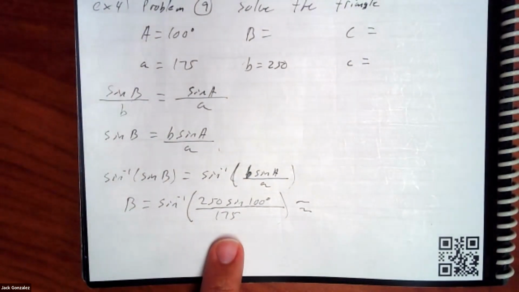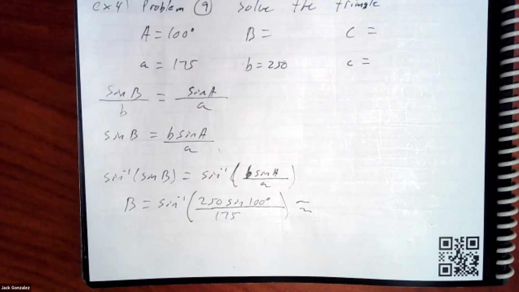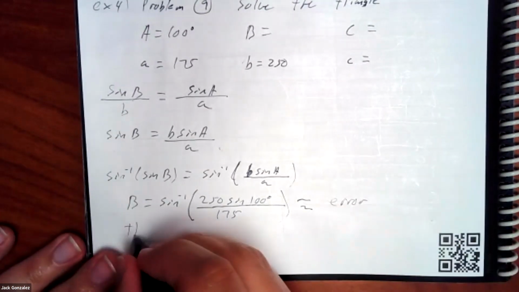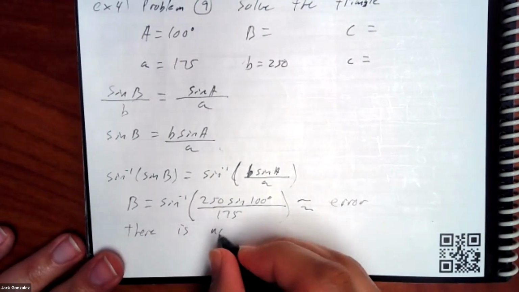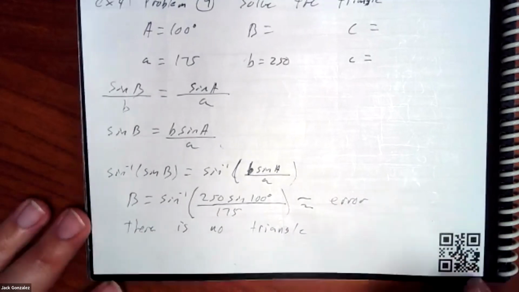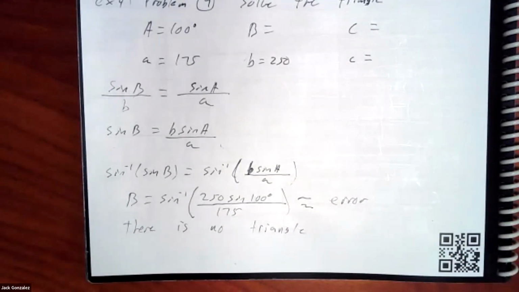So it's outside the domain. So there is no triangle. So as soon as you get an error, just stop. You're done. I would double check your work just in case it's legit. But if you see the error, you should be okay to move on.